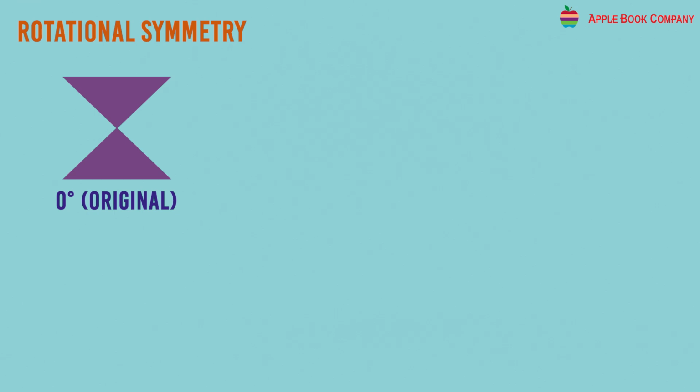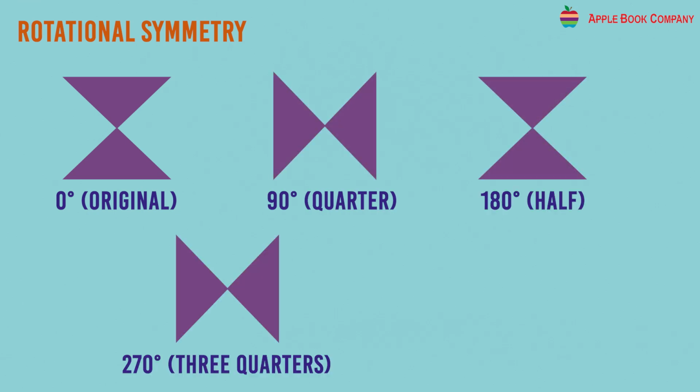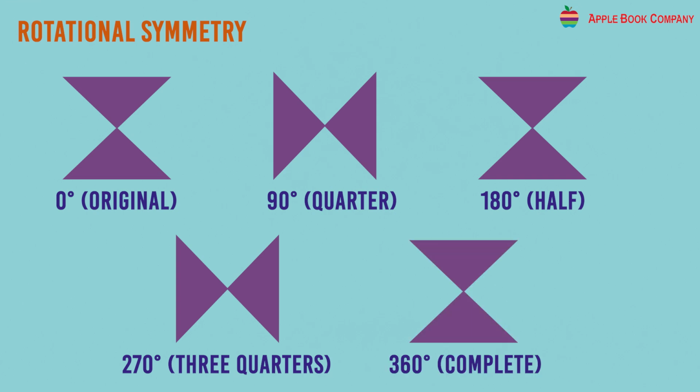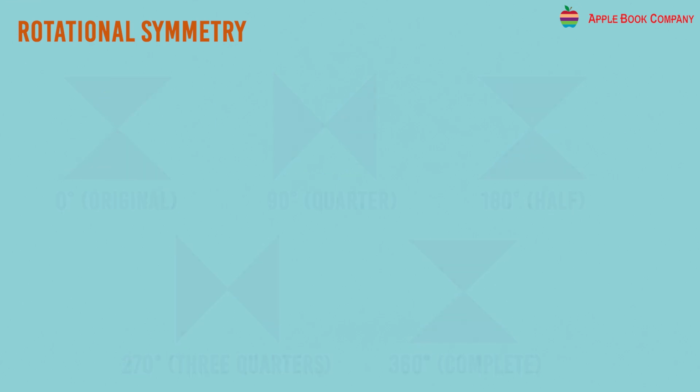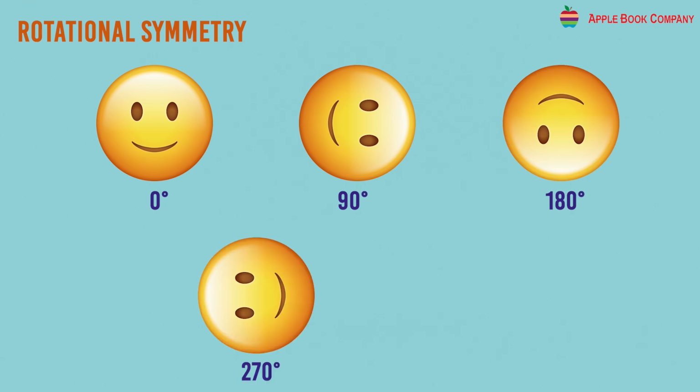Some more examples: 0 degree original, 90 degree quarter, 180 degree half, 270 degree 3/4, 360 degree complete. 0 degree smiley, 90 degree smiley, 180 degree smiley, 270 degree smiley, and 360 degree smiley.